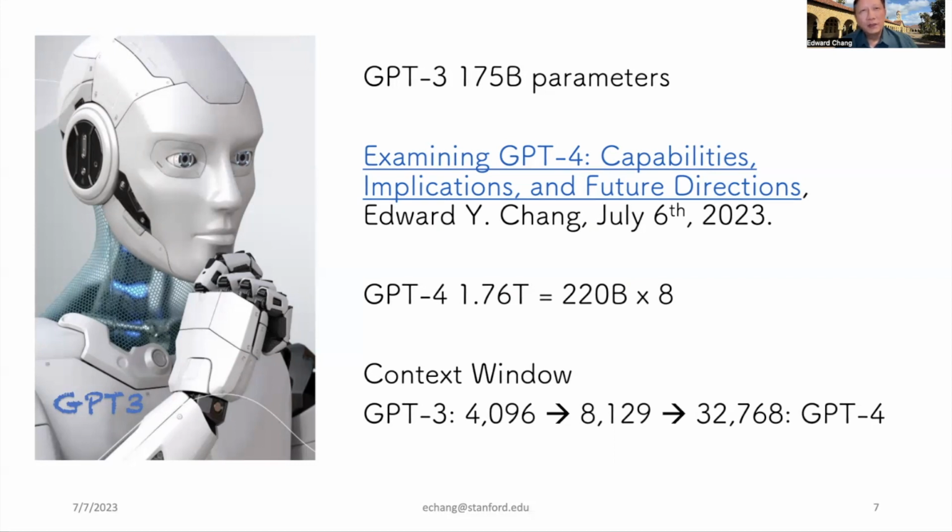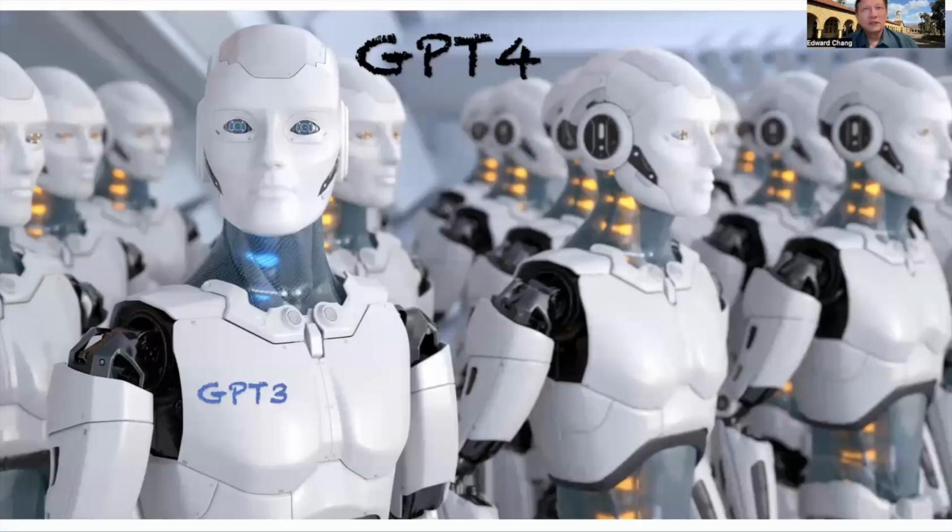So with an ensemble committee, which can improve the robustness of the system, and also with a much larger context window, which can perform much better information resolution, GPT-4 was very successful. This picture shows GPT-3 is just one robot, and GPT-4 has an army of submodels. Each one is equivalent to GPT-3.